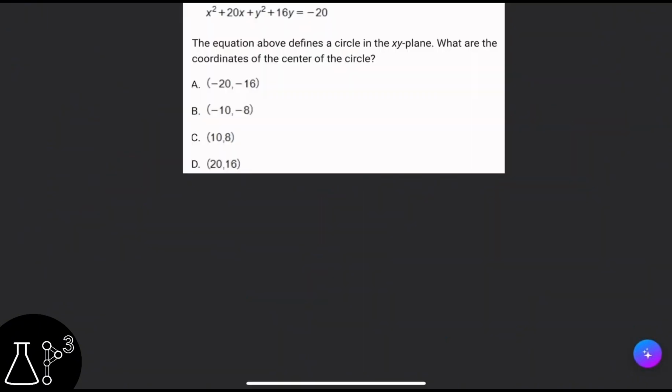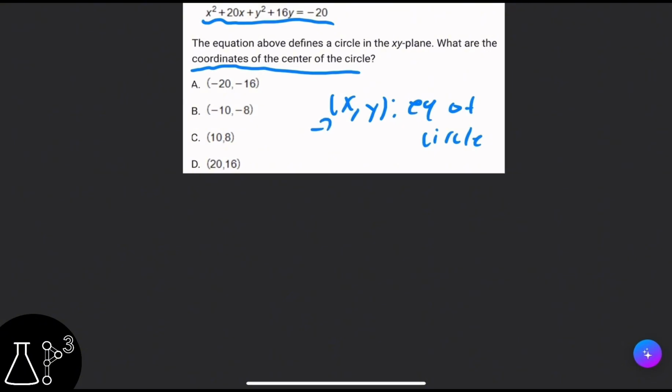Let's do a similar question. X squared plus 20x plus y squared plus 16y equals negative 20. The equation above defines a circle in the xy plane. What are the coordinates of the center of the circle? Now we've got to make this into the equation of a circle, and the coordinates are just the x and y values of the equation of the circle, or this is just the center as well.